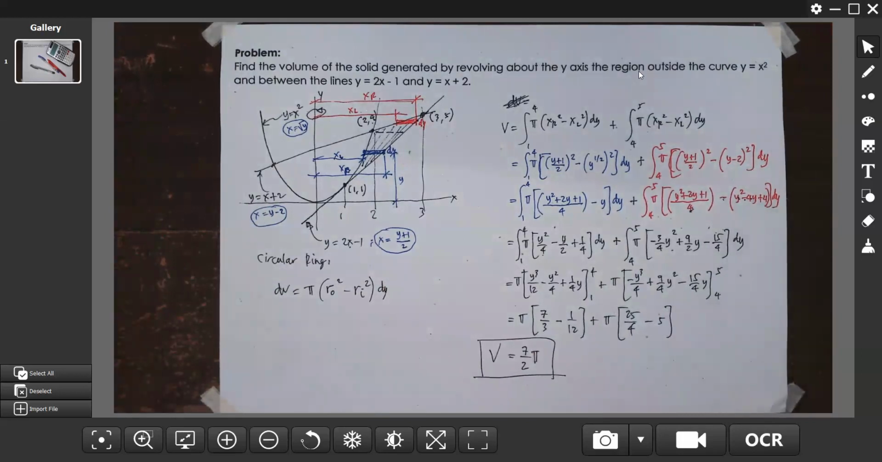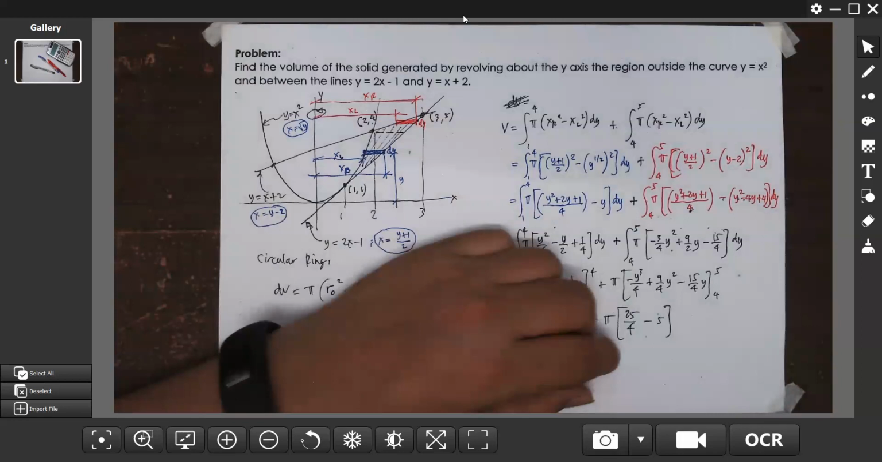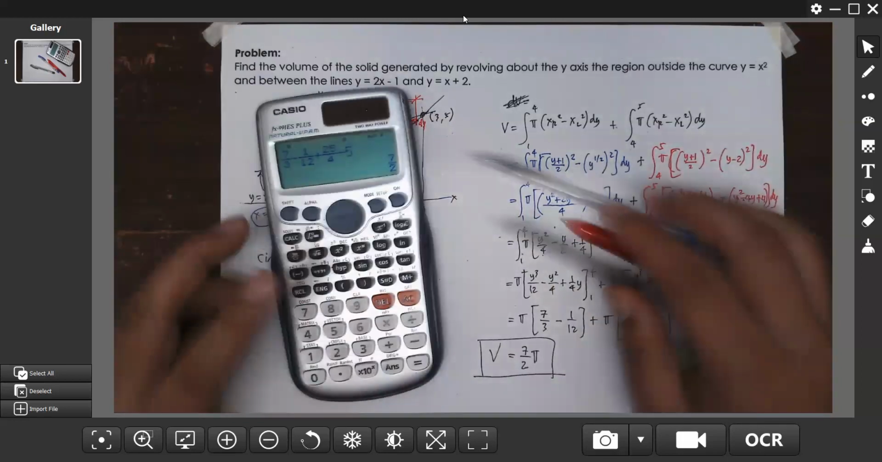And so I hope that you have learned something. It's very important sa labeling sa strip, whether it's vertical or horizontal strip. So just make sure that your labeling is correct. Values of x right, x left, y up, and y down. I hope that you have learned something from this presentation. Thank you for watching.